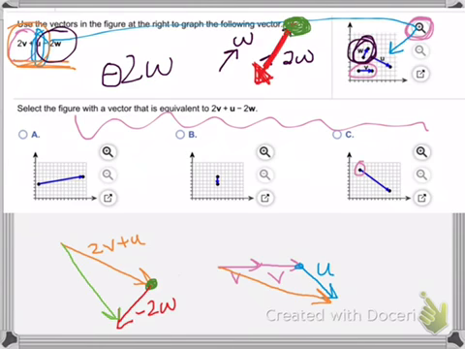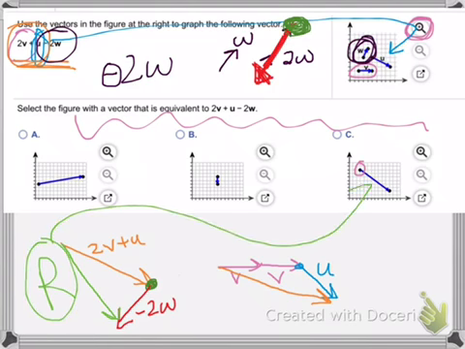So this is my resultant vector, the whole answer, and that looks like this one here. All right, so these questions have nothing to do with numbers. It has to do with geometry and visualizing it. The main thing is the tip to tail thing and just piecing it together.